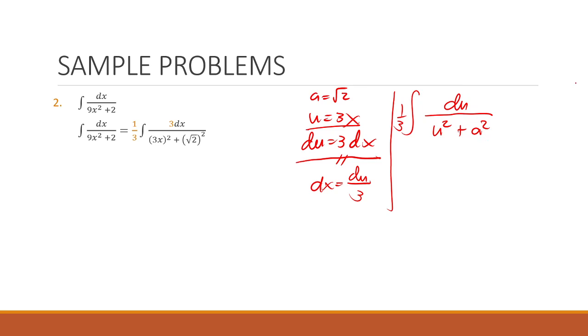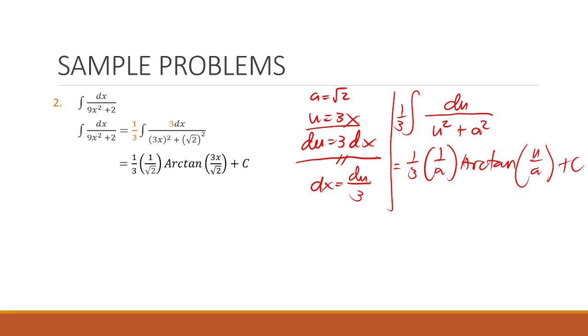Okay. So 1/3 times 1 over a, and then arctangent u divided by a plus c. Okay, and then just plug in the equivalent expressions. A is square root of 2, u is 3x. All right. And then simplify, rationalize, because we have a radical in the denominator. This is not the final answer.